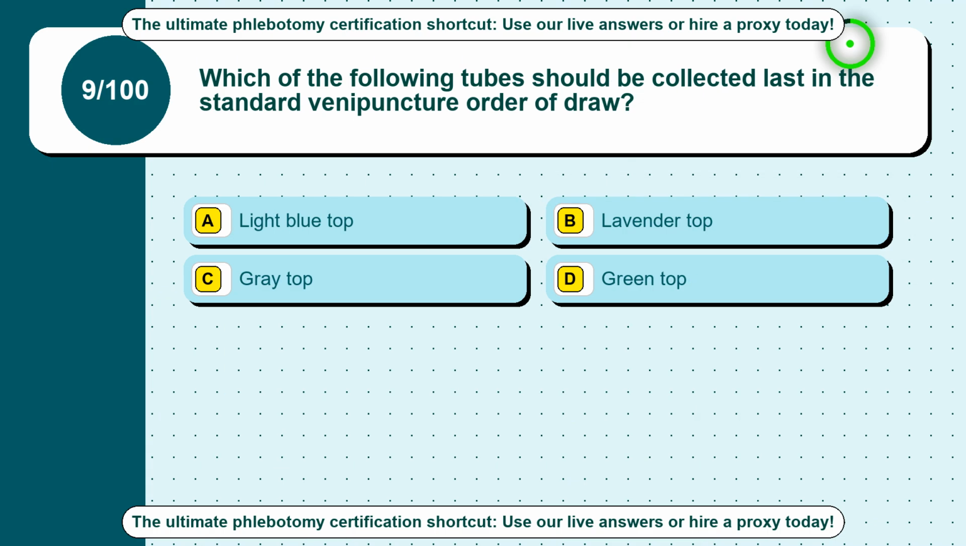Question 9. Which of the following tubes should be collected last in the standard venipuncture order of draw? Option A, light blue top. Option B, lavender top. Option C, gray top. Option D, green top.